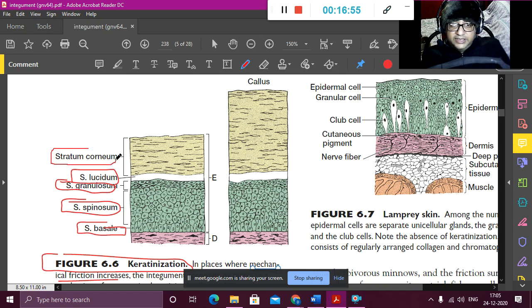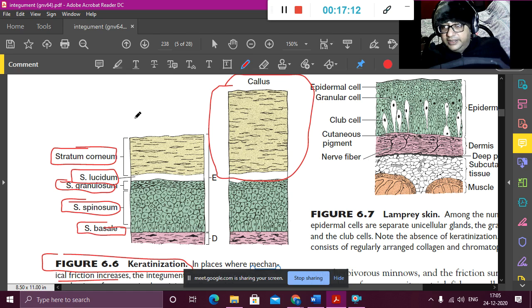We have this region for protection, so more or less lightly you have keratin on your skin. So this is keratinization, the stratum corneum, but in certain places a callus forms. This region becomes much larger, and this is known as callus. This is the process of keratinization.